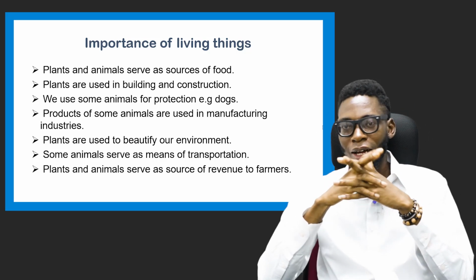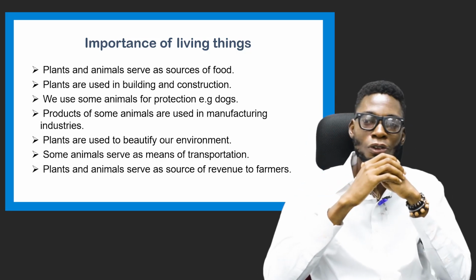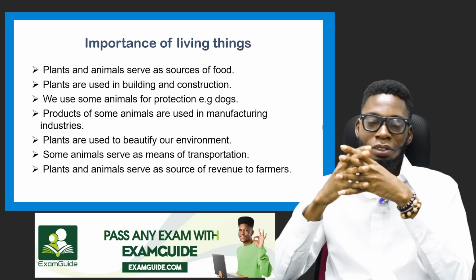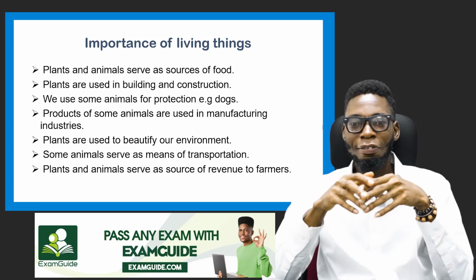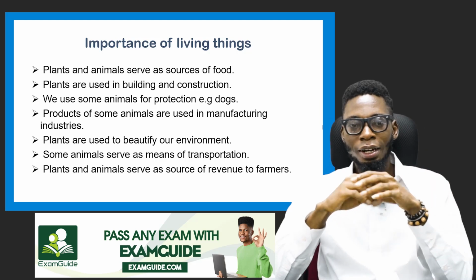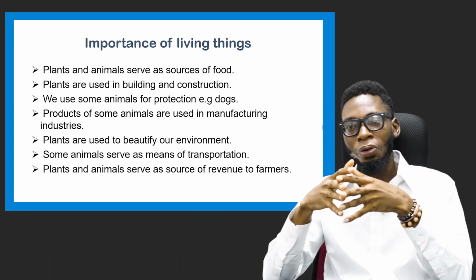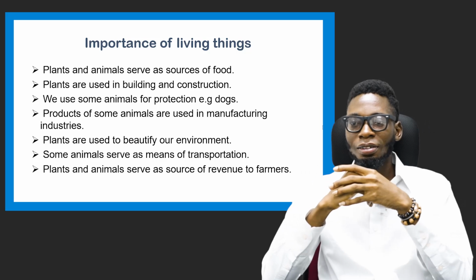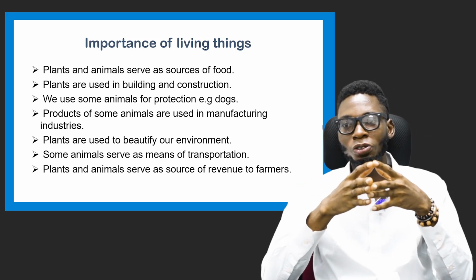We also have another importance of living things. Plants and animals serve as source of revenue to farmers. After harvest, farmers actually sell their farm produce. If it's yam, if it's vegetable, if it's okra, pepper, they sell it, and then the final consumers pay them, and the farmers use the money.